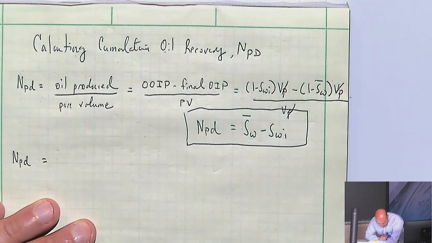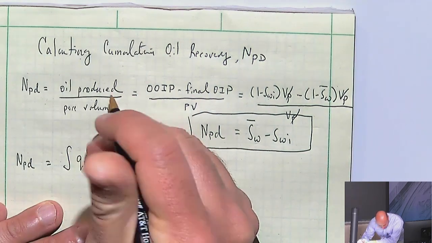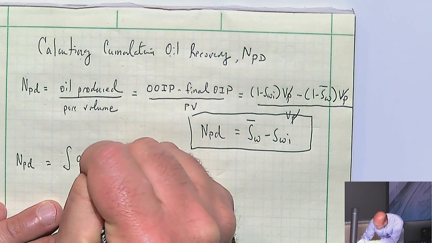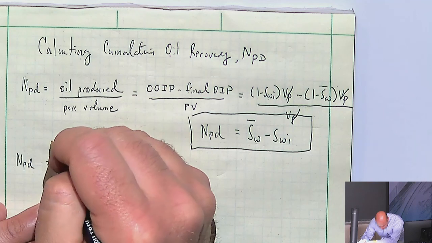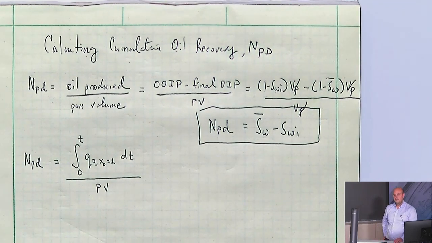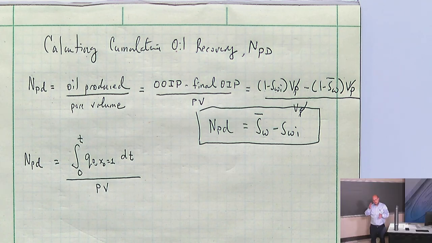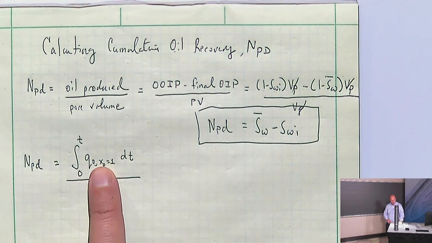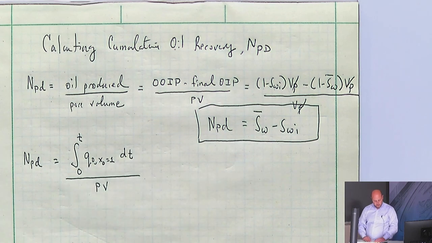So also, NPD is, again, the oil produced divided by the pore volume. So the oil produced is the integral of the oil rate times time, and this is the oil rate at a specific location, which is XD equal to 1, dt from 0 to t, divided by the pore volume. Everybody agree with that? I mean, we're producing oil at some rate. That can change. Maybe it's constant early on, but then maybe it declines. And so it's going to be a function of time. But if you get the area underneath the rate versus time curve, then that's the cumulative oil produced. So that goes from 0 to t, divided by the pore volume.